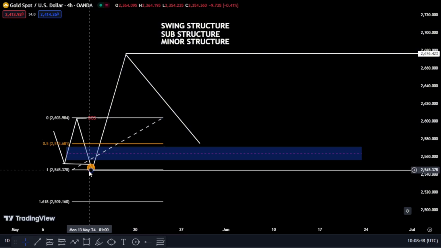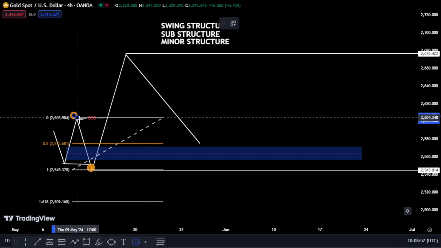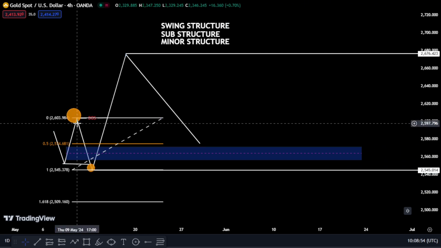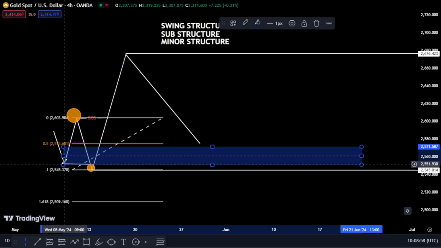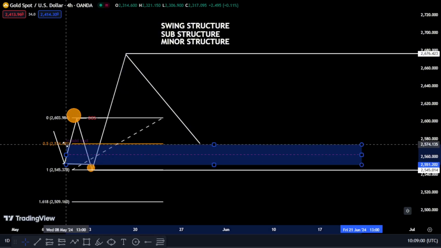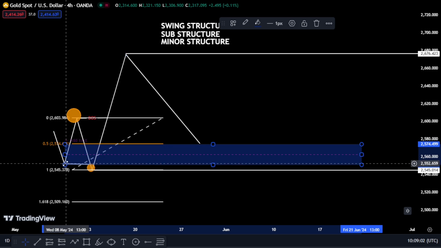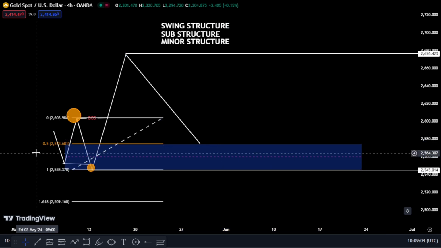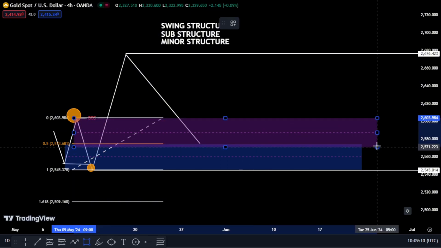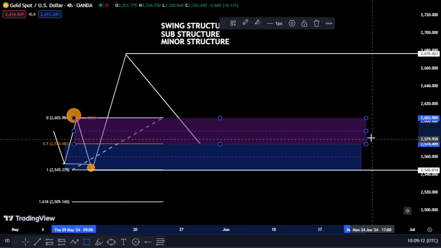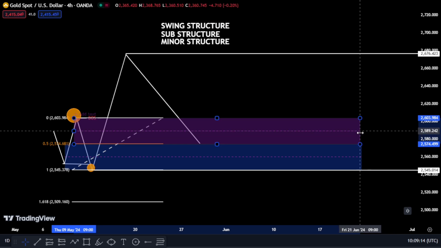from the protected low to where the break of structure happened, which is here. So therefore you determine your premium and discount again. You mark it out so that you have the best of entries, guys. You have the best of entries.